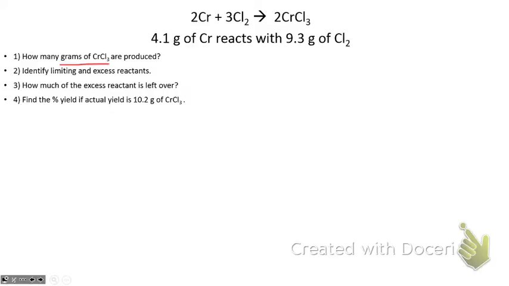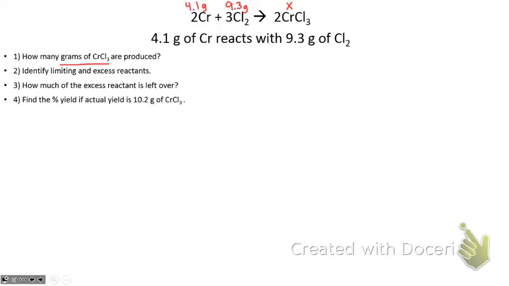We're only given a very small amount of information, and it actually helps me to just fill this information in above the equation. We're starting with 4.1 grams of Cr, and it reacts with 9.3 grams of Cl2, and we are asked to find how many grams of CrCl3 are produced. So I'm just going to put an X there representing my unknown.